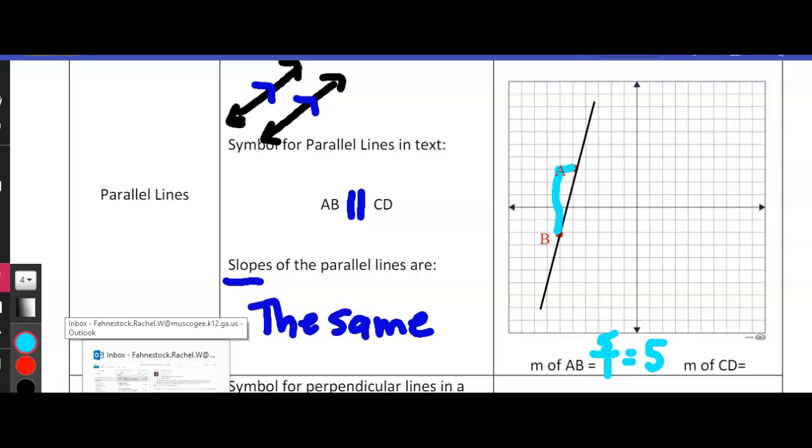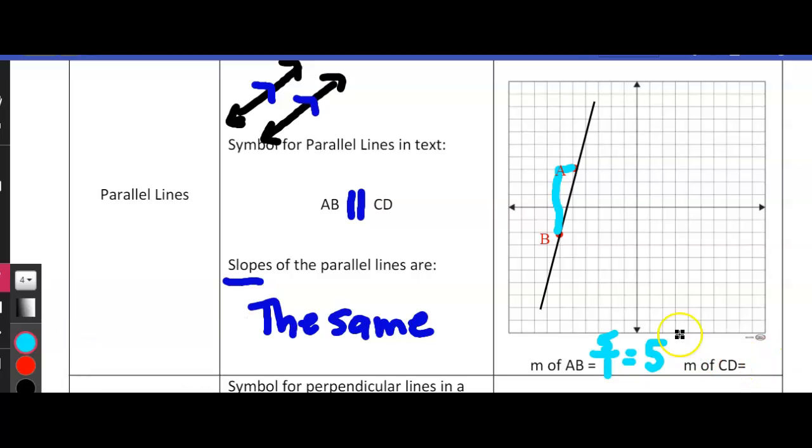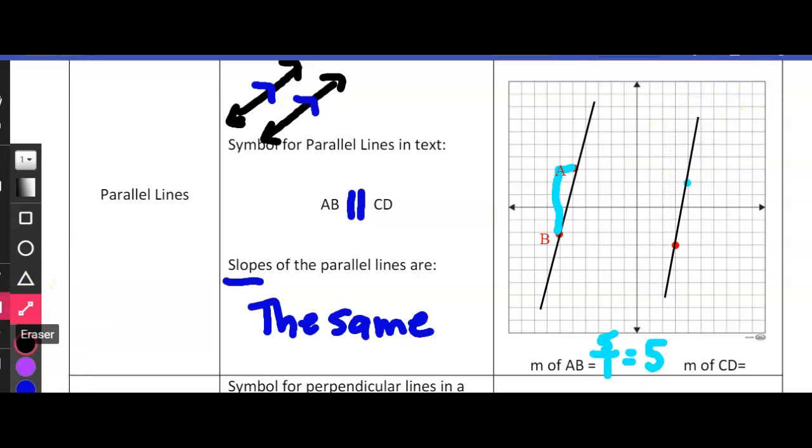Okay, so we need to graph a line CD that's going to be parallel to AB. And you can put it anywhere you want. You just need to make sure that when you mark a point, so I'll mark a point here, that I rise 5 and run 1, just like I did on the other one. So rise 5, 1, 2, 3, 4, 5, and run 1. So my other point's going to be about right there. Draw your straight line connecting them. And then I'm going to, again, go ahead and just label them. C, D.